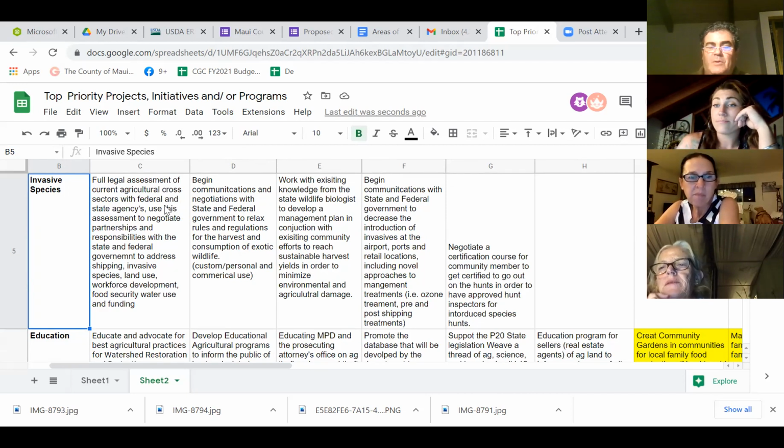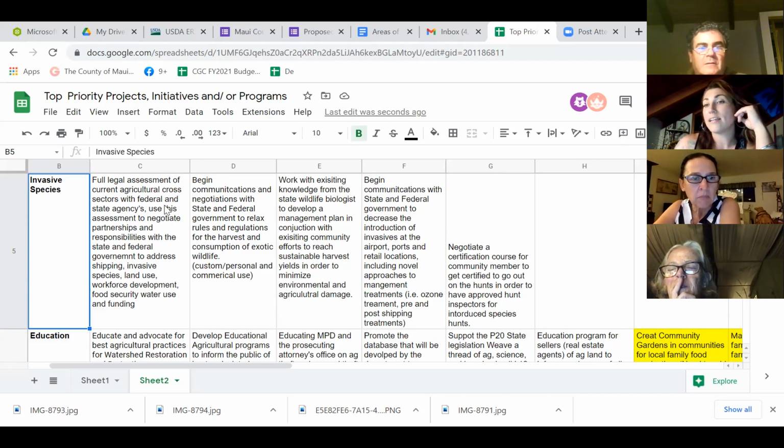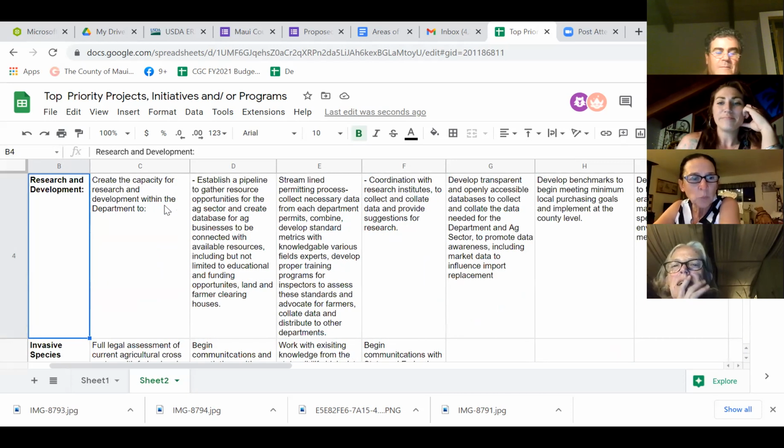Do we have something for preventive invasive species? We had pre and post, someplace I thought we talked about that. Yeah, that's the next one we're going on to. I just haven't read it yet. Okay, can we go back one more time to the research and development? I just thought about this.